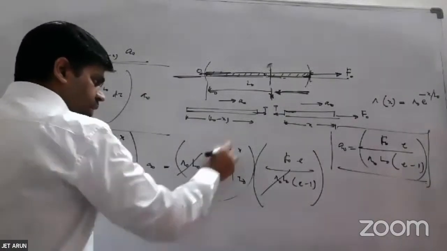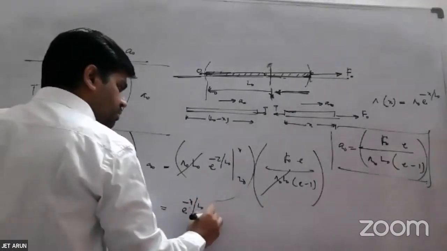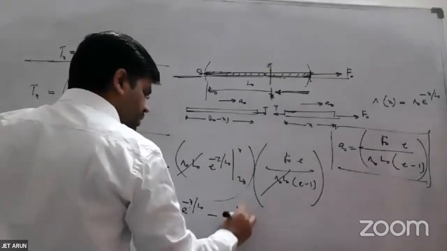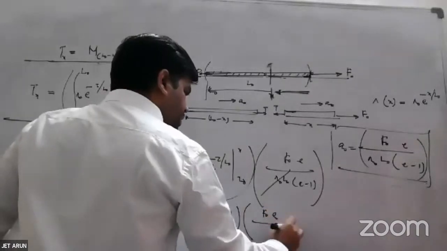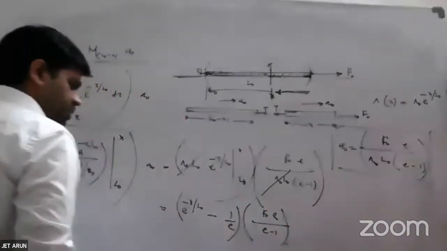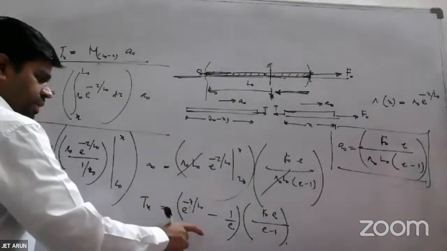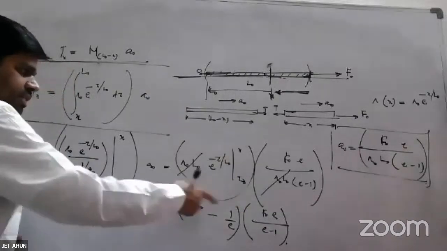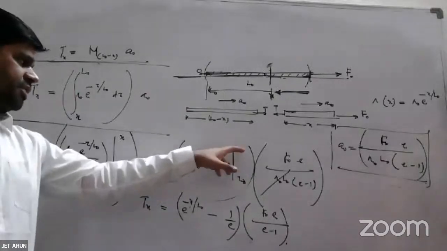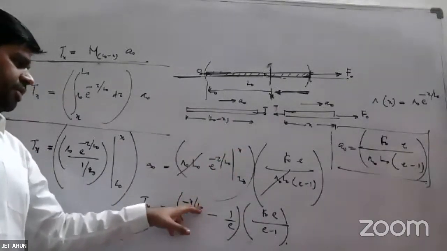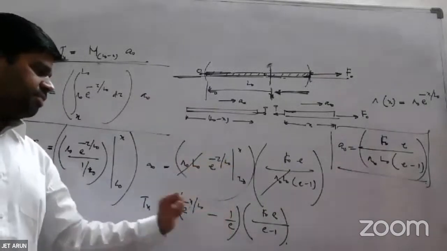So I substitute x first. So e power minus x by L naught minus 1 by e, into F naught e by e minus 1 is my tension at x. Check this step. If this is correct, I substitute x first, then I substitute L naught. When I substitute x, I'll get e power minus x by L naught, minus, when I substitute L naught, I'll get 1 by e power minus 1, which is 1 by e.